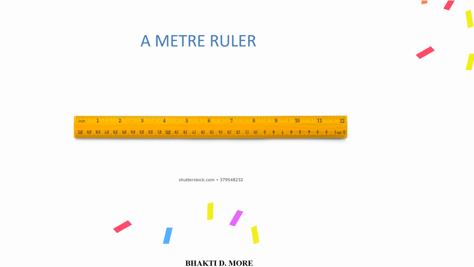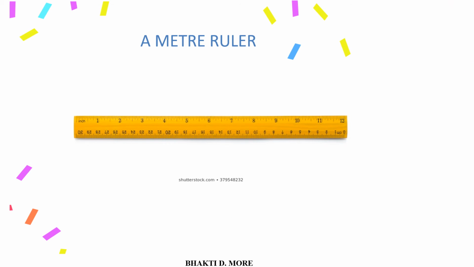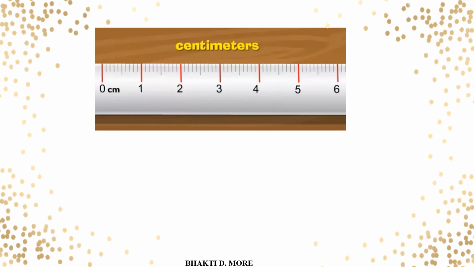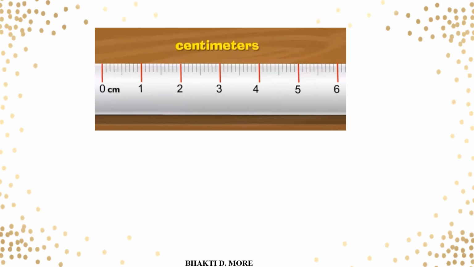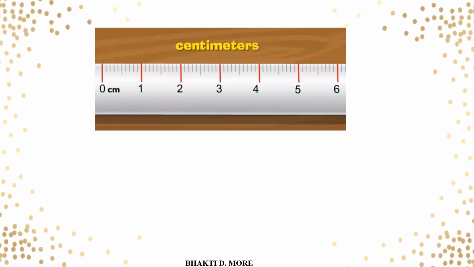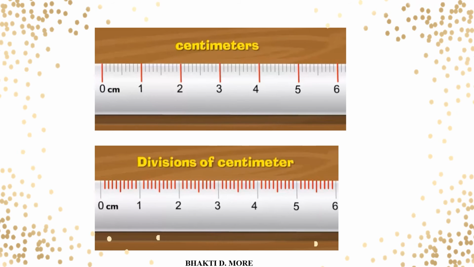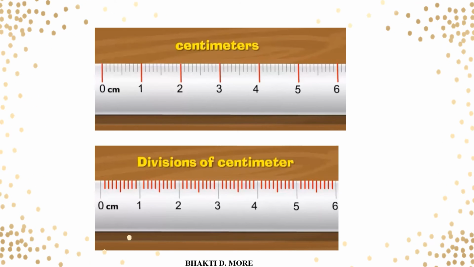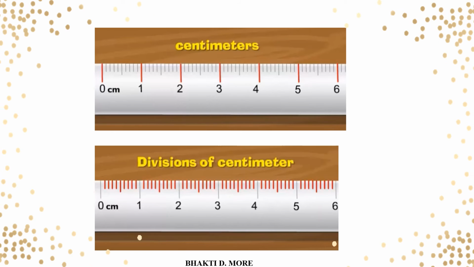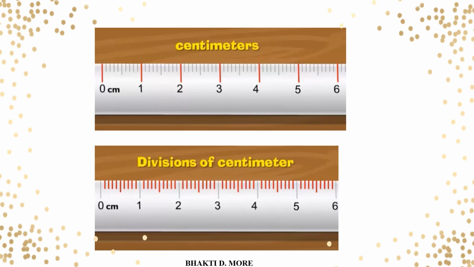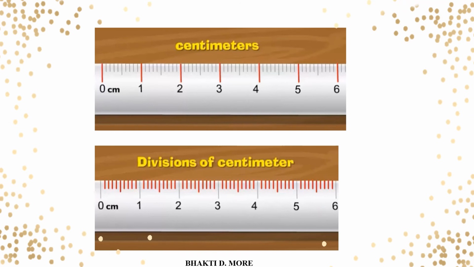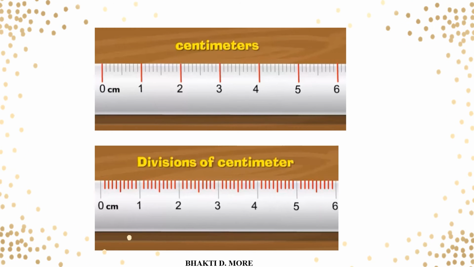So now let's see about the meter ruler. In this image, the lines which are marked with red are nothing but centimeters. While in the second image you can see the red lines between 0 and 1 or 1 and 2 are nothing but the divisions of a centimeter.